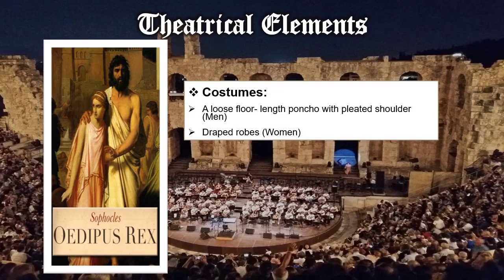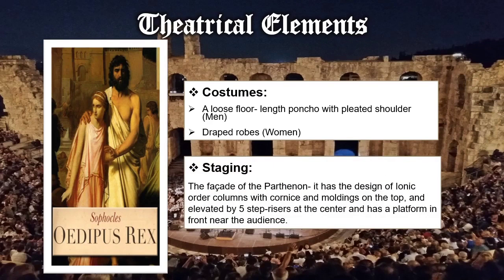And now, here are the costumes. The costumes are loose floor-length ponchos with plaited shoulders for men and draped robes for women. Staging: the facade of the Parthenon has the design of Ionic order columns with cornice and moldings on the top and is elevated by 5-step risers at the center and has a platform in front of the near audience.